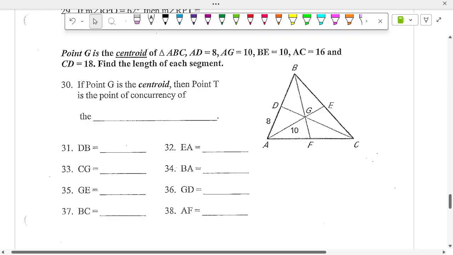Page 15 in your packet, the bottom. I just want to do one of these, and we'll do like 1 or 2 more tomorrow. Because I know we did this kind of fast today.